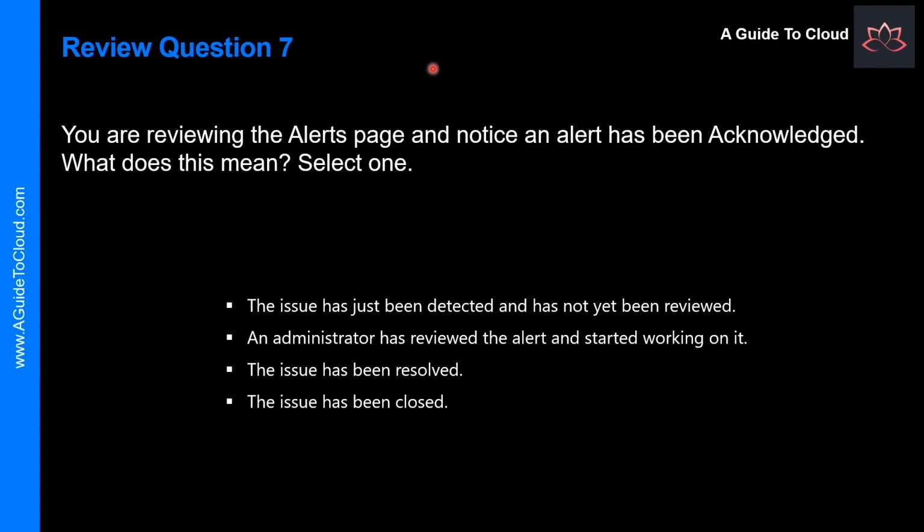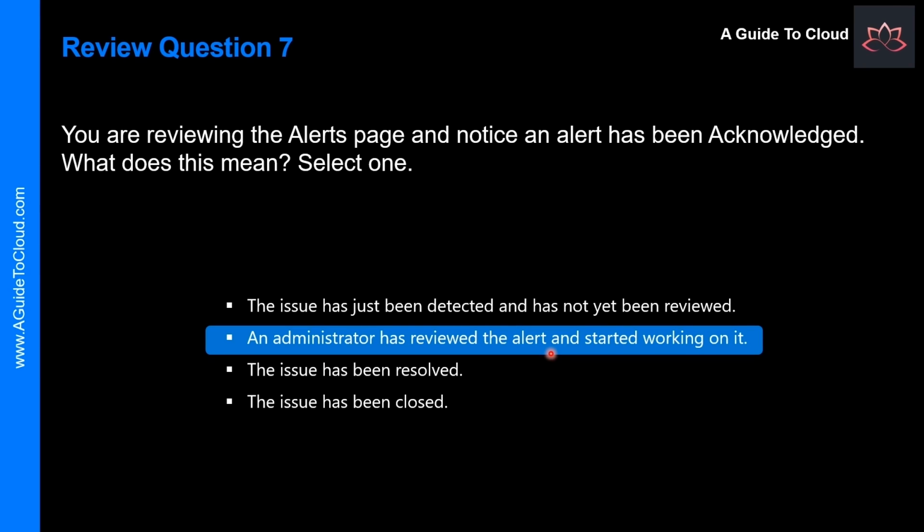Let's look at question number 7. You are reviewing the alerts page and notice an alert has been acknowledged. What does this mean? Select one. Does it mean that the issue has been detected and has not yet been received? Definitely not. Does it mean that an administrator has reviewed the alert and started working on it? Absolutely correct. An alert status of acknowledged means an administrator has received the alert and started working on it.